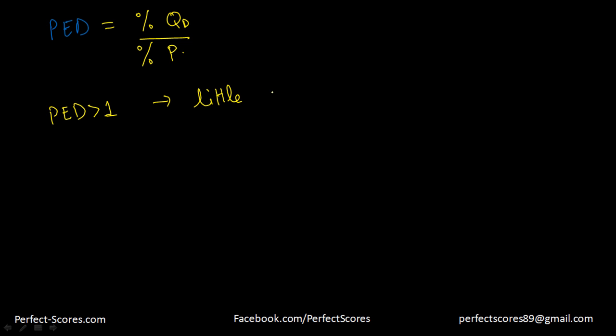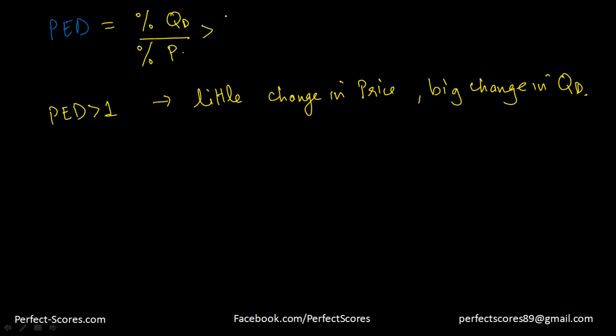So when price elasticity of demand is greater than 1, that means just by a little change in price, I would be able to bring a big change in quantity demanded, right? That means the percentage change in quantity demanded will be greater than the percentage change in price, which means if I change the percentage of price even by a little bit, the percentage of quantity demanded would be huge. So that is what we mean by price elasticity of demand greater than 1.